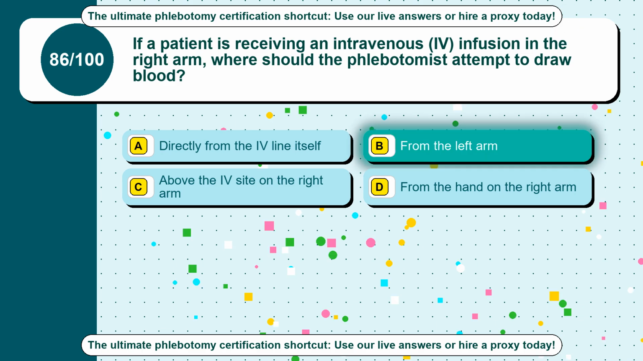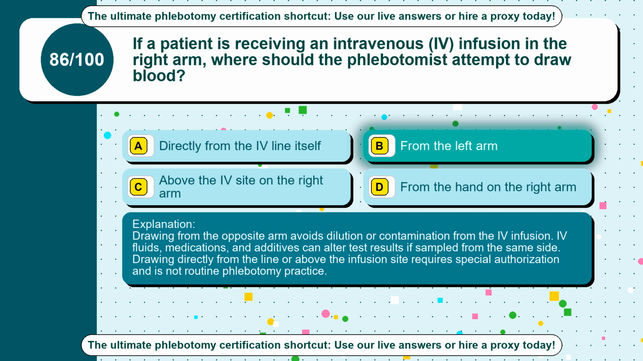The correct answer is option B. From the left arm. Drawing from the opposite arm avoids dilution or contamination from the IV infusion. IV fluids, medications, and additives can alter test results if sampled from the same side. Drawing directly from the line or above the infusion site requires special authorization and is not routine phlebotomy practice.